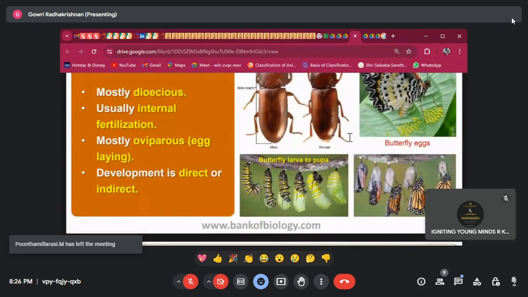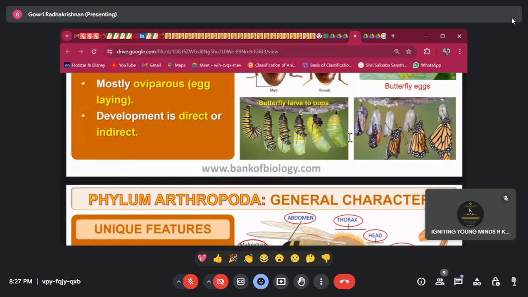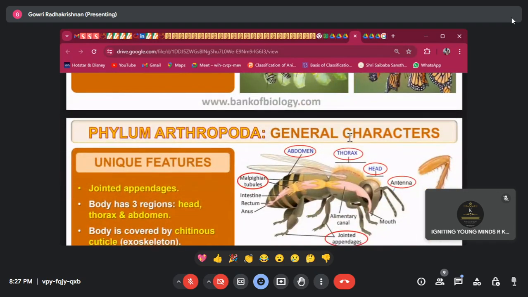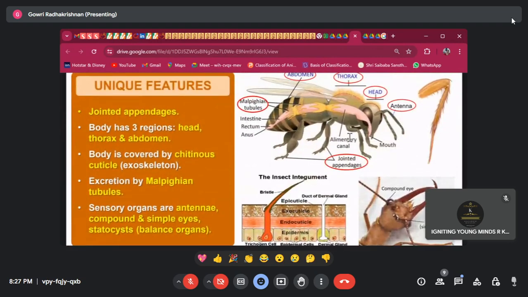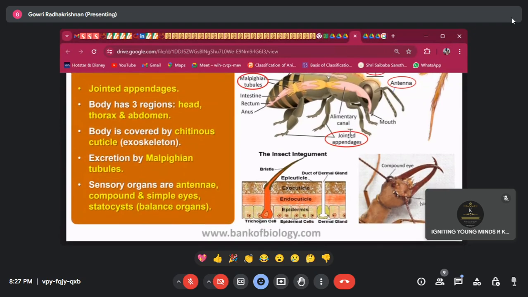Reproduction mostly dioecious, usually internal fertilization, mostly oviparous, that is egg laying. Development is direct or indirect. Some will have a larva stage. What are the unique features of this? Jointed appendages. Body has three regions: head, thorax, and abdomen. Body is covered by chitinous cuticle, that is exoskeleton. Excretion by Malpighian tubules. Sensory organs are antenna, compound, and simple eyes. Statocyst, balance organs.